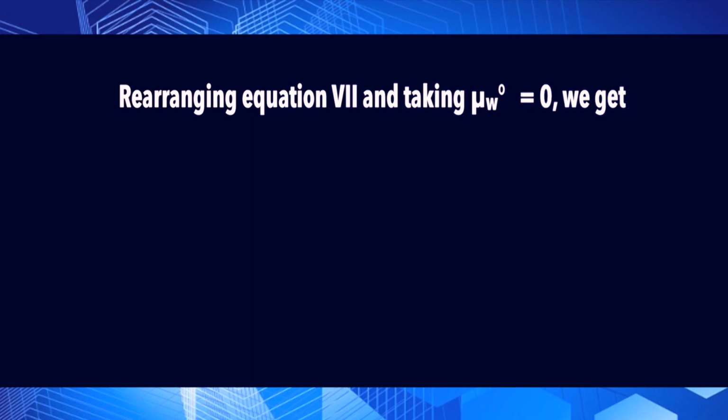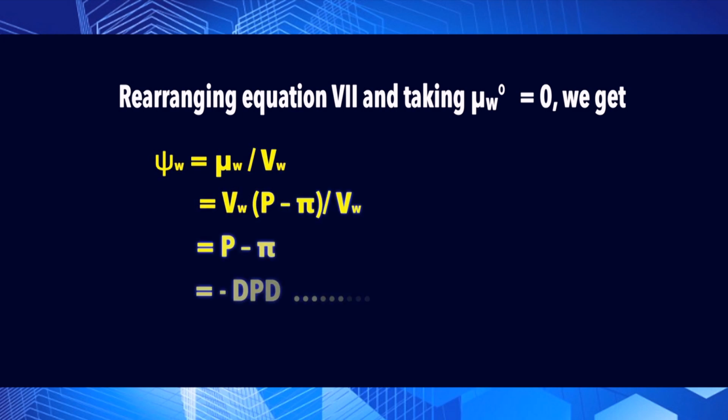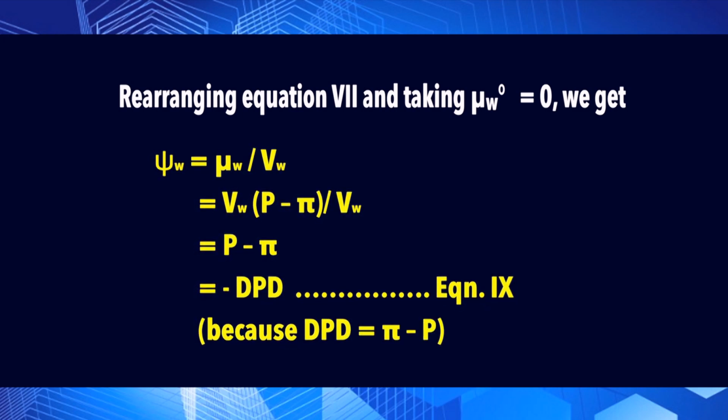Rearranging the above equation and taking μW naught, that is chemical potential under standard condition, equal to 0, we get ψW is equal to μW divided by VW, that is, water potential is equal to the chemical potential of water divided by the partial molar volume of water, and that is equal to P minus π, that is hydrostatic pressure minus osmotic pressure, and that is equal to minus DPD, that is minus diffusion pressure deficit, because you know that DPD is equal to π minus P, that is osmotic pressure minus hydrostatic pressure.